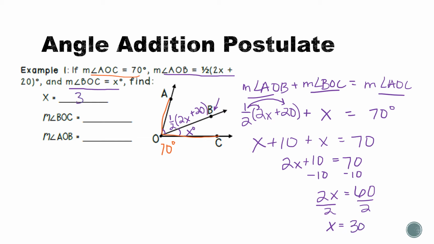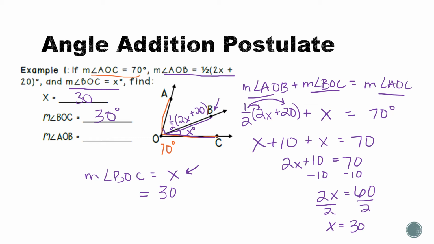Okay, now that's not the only thing I was trying to find. I need to find the measure of angle BOC. So BOC is my little angle in here, and BOC was just x. So the measure of angle BOC equals x. Well, we know what x is, so we can substitute 30 in for x. There's nothing else to do, so the measure of angle BOC is just 30. We're talking about angles, so we need to make sure we label that with a little degree sign.